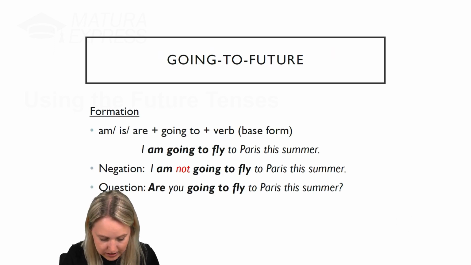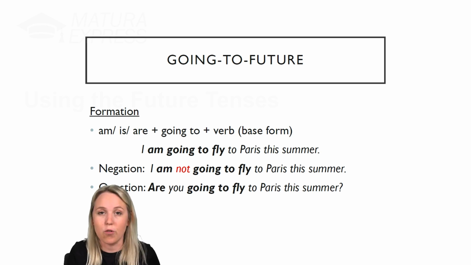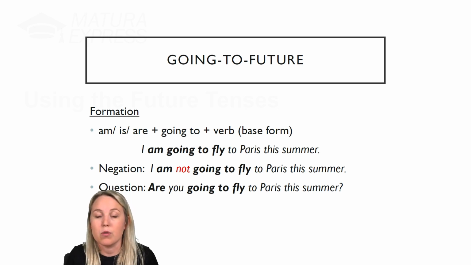Okay, but now let's start with the going to future. So how do we form the going to future? We need am, is, are, so it depends on the person, so he is, and then we need going to, and we need a verb. We need the verb in the base form, so the first form of the verb. For those of you who don't really like the irregular verbs, easy. It's the first form. Good.